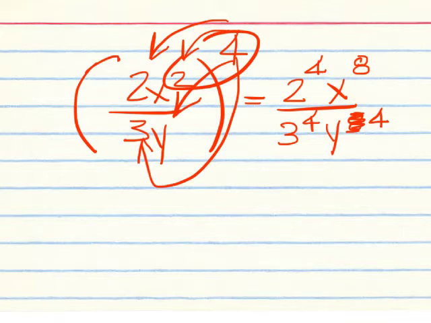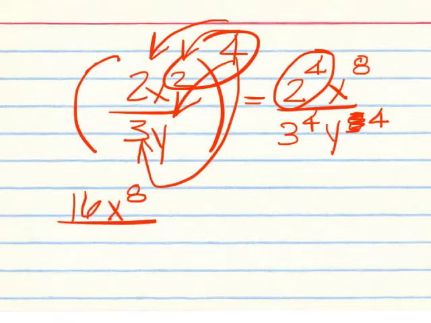And then you have to simplify this part. 2 to the fourth power is 16. And on the bottom, 3 to the fourth power is 81.